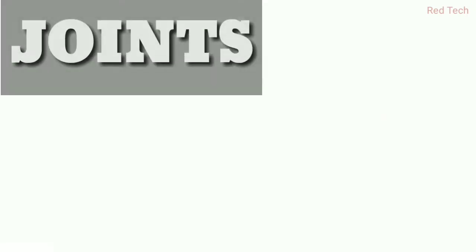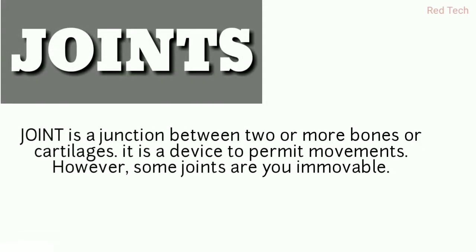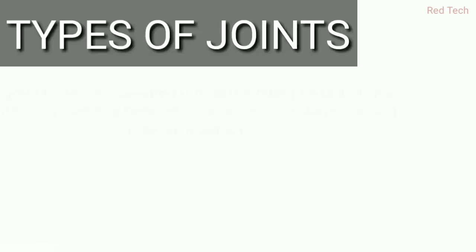So let's begin. Joints. A joint is basically a junction between two or more bones, or you can say cartilage also. It is the device in the human body which allows movement. However, some joints do not allow movement, but they act as joints in our human body. This is an exception, but the definition of joints is a junction between two or more bones, or you can say cartilage also.